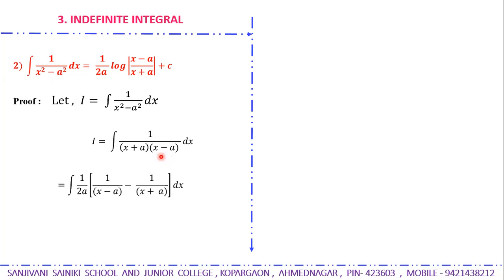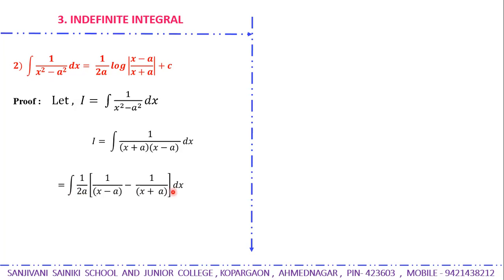Okay, and after that, as these are the linear factors, I can write these factors as 1 upon 2a into 1 upon x minus a minus 1 upon x plus a. You can simplify it. After simplifying you get 1 upon x plus a into x minus a only. This is actually partial fraction. This is the third type of integration, and that we are going to learn in our coming lectures. So this is the way to write these linear factors in this format.